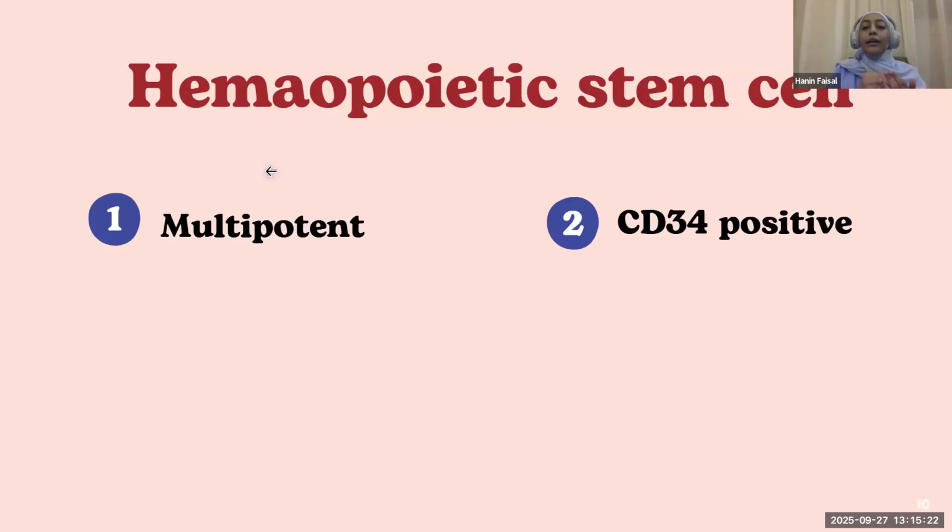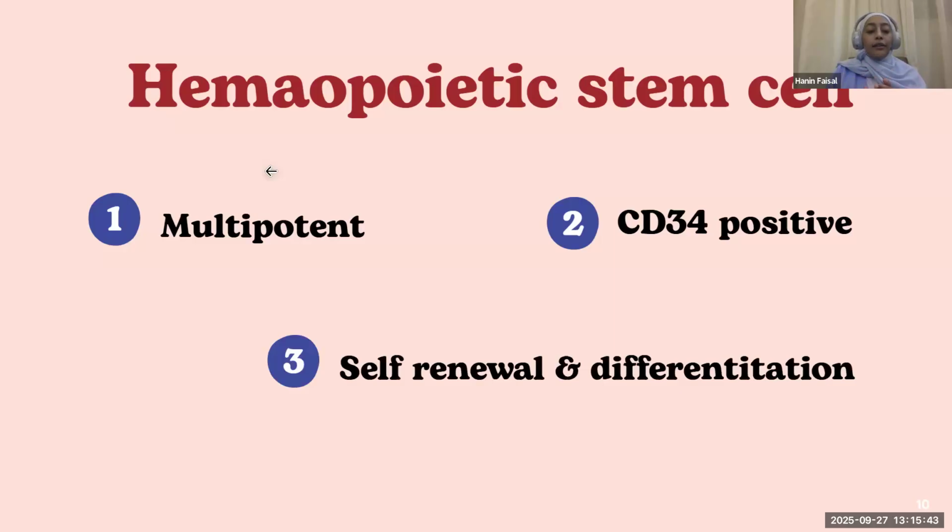Each cell basically has a marker that marks the cell. For example, you know that for lymphocytes you have CD8 and CD4. Hematopoietic stem cell has CD34. So when you have a cell that has the CD34 marker, you know that this is a hematopoietic stem cell. So we said multipotent, CD34 positive, and another thing is that it can differentiate and self-renew, which is basically what a stem cell is: it can differentiate into many things and it can also form itself.